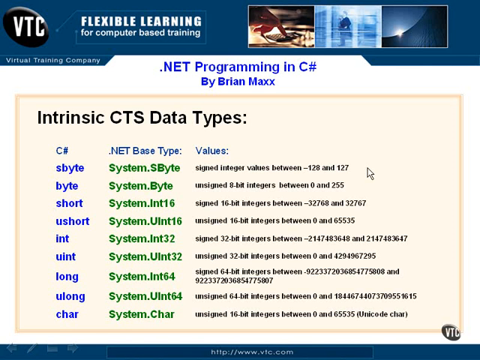Let's briefly talk about CLS compliant types. Now, what does it mean to have CLS compliant types? Certain types are required for compliance with the CLS, like I mentioned earlier. Now, to make a long story short, when you're programming, you don't have to use all the CLS compliant types. You can use whatever types you want to.